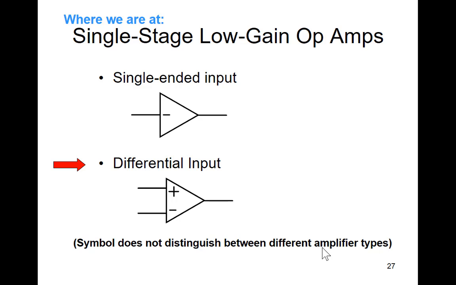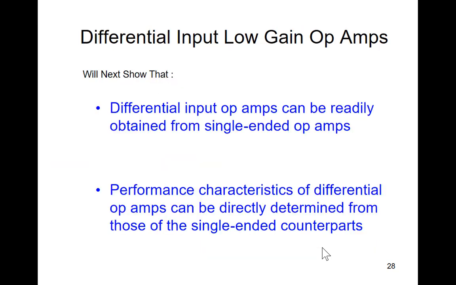So let's look at differential input structures right now. As I stated earlier, the differential input op-amps can be readily obtained from single-input op-amps. We'll show how to do that. And the performance characteristics of the differential op-amps can be directly obtained from those of the single-input counterparts.